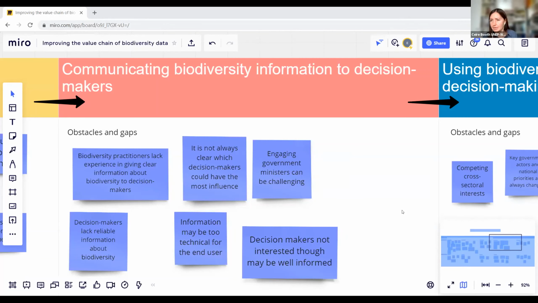And I think the opportunities really speak for themselves. We've said so many times already that if you can communicate biodiversity information effectively to decision makers, then your chances of them feeding that information into decision making is going to be so much better. So yeah, when you get it right, decision makers are able to visualize biodiversity in a clear way.